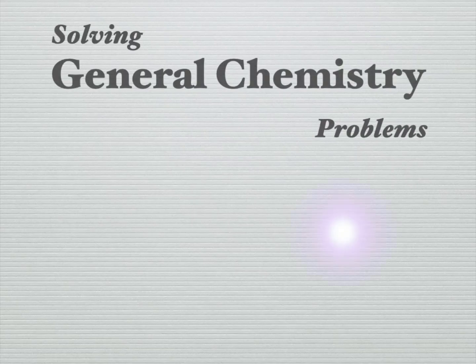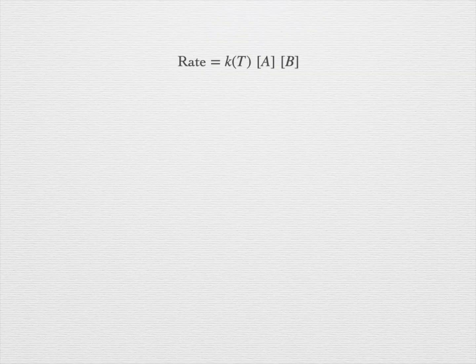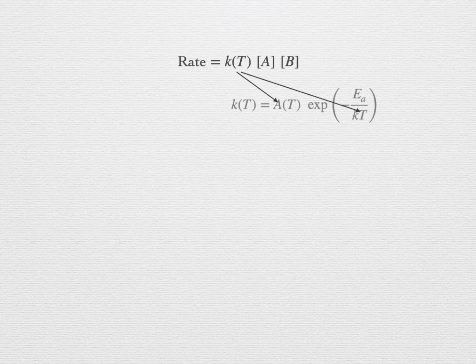Solving general chemistry problems. Reaction kinetics. A reaction's rate can be accelerated by raising the temperature. A larger fraction of collisions have sufficient energy to overcome the activation energy barrier, leading to reaction. We can also increase a reaction's rate by increasing the concentration of the reactants. This leads to more collisions per second and hence more successful collisions and a greater rate of reaction.